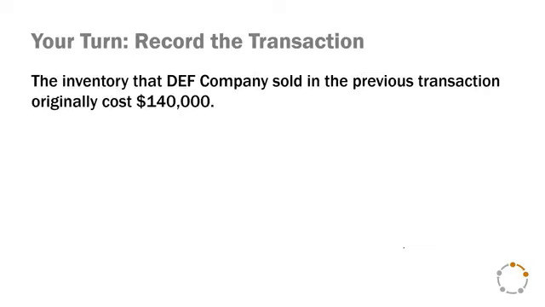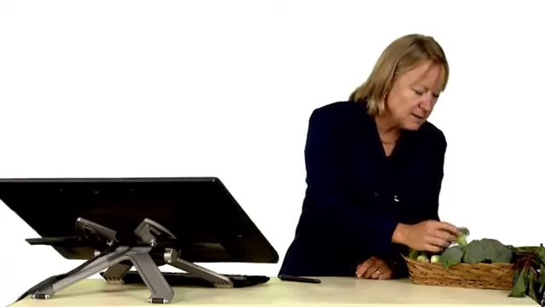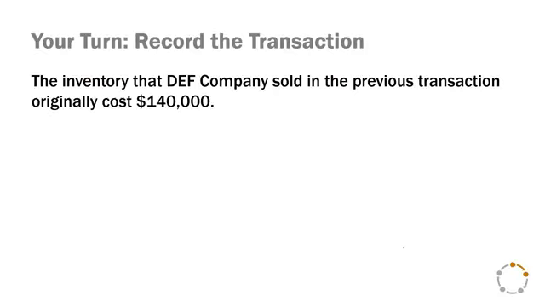The inventory that DEF Company sold in that previous transaction originally cost $140,000. Take a few minutes, give it a try, then come on back and we'll see how you did. And yes, I will eat another piece of broccoli. Let's see how you did with this one.